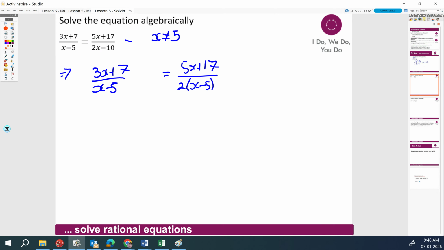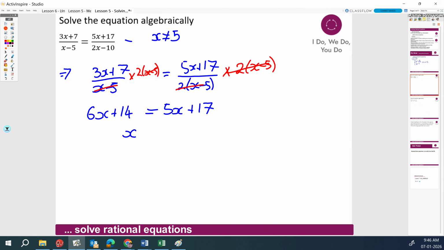Our next step is to multiply through by the lowest common denominator. By multiplying by the lowest common denominator, you will cancel all the denominators. We find that by having the product of all unique factors found in the denominator. So we are going to multiply this one by x minus 5. What will happen now is any of the factors in the denominator will be cancelled by that product that we just made. That's going to leave us with 6x + 14 = 5x + 17. Simplifying that, we get x equal to 3.